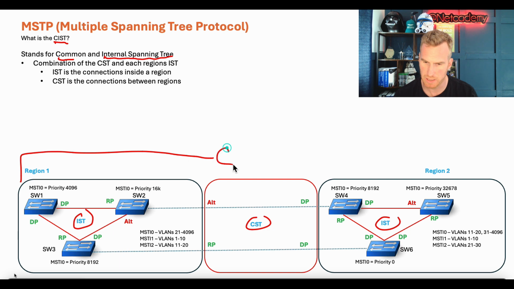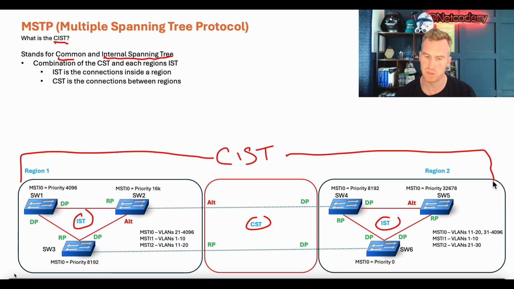So if we do that here, this then becomes the CIST, the Common and Internal Spanning Tree. And just to recap, the internal spanning tree is for inside a region, that is MSTI 0, sending out those BPDUs to calculate a loop-free topology for all instances, for instance 0, for instance 1, and for instance 2, and the same in region 2. And then we've got the common spanning tree, which ensures that loop-free topology between region 1 and region 2. And it all comes together to bring common and internal spanning tree.